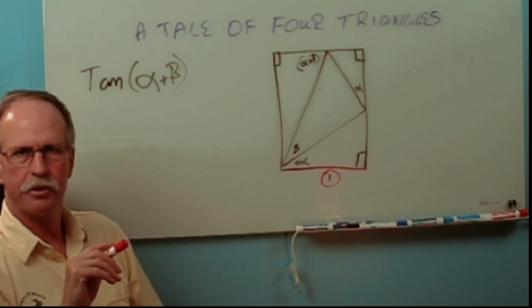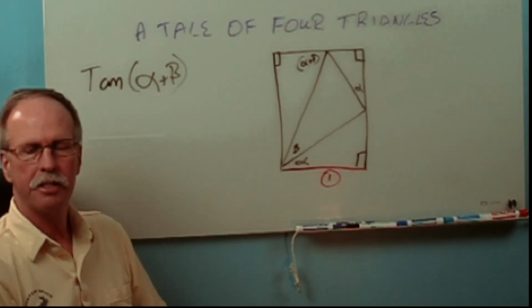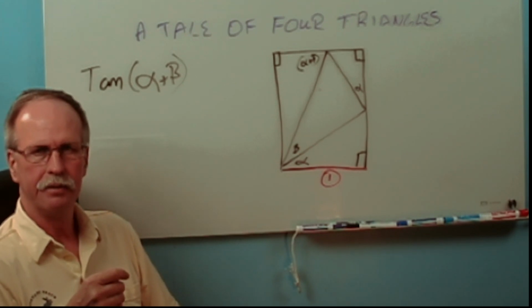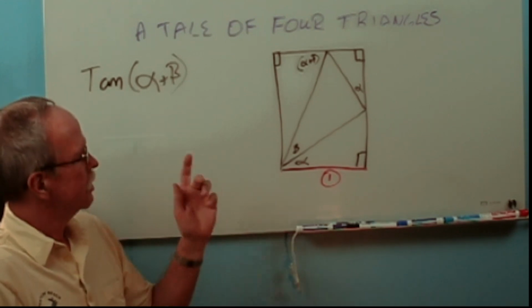Today we're going to complete our trigonometric identity. We're going to look at tangent alpha plus beta. So when you add 2 angles together, how do you take the tangent of the resulting angle? Let's go ahead and figure it out.